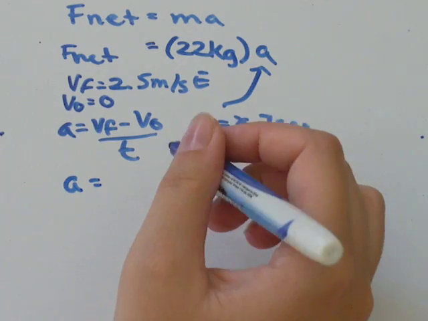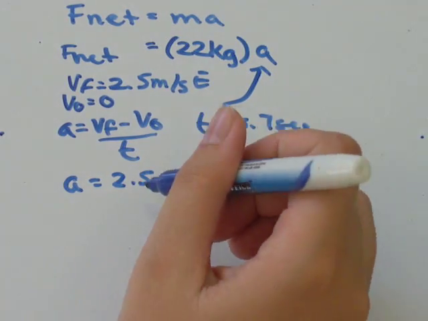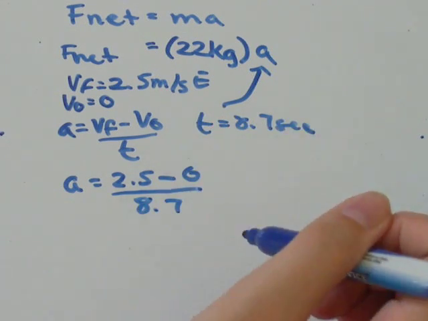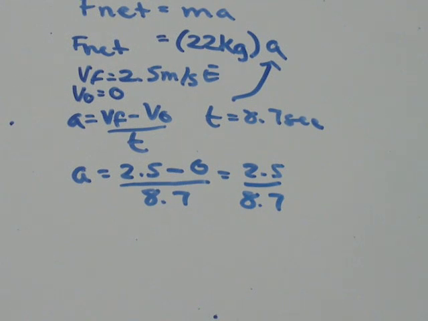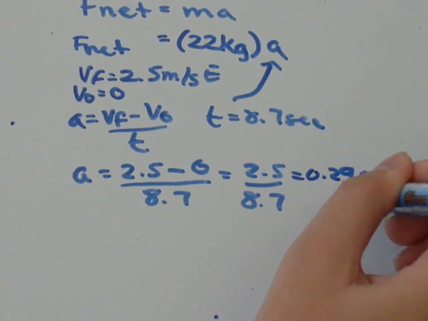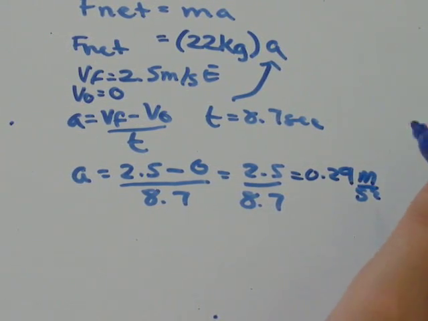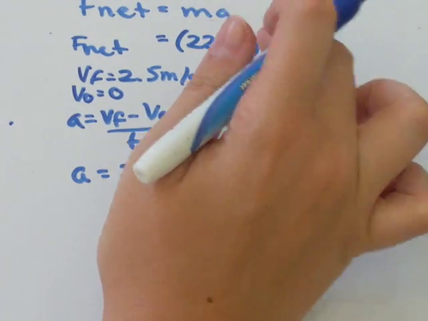So I'm just going to plug in everything. Vf was 2.5 minus Vo was 0 over time was 8.7. 2.5 over 8.7. You can just do that in your calculator. I get that is equal to about 0.29. Remember your units. Acceleration is meters per second squared, and the direction, we were traveling east, so it'll be 0.29 meters per second squared east, and that we're going to stick up in here for a.